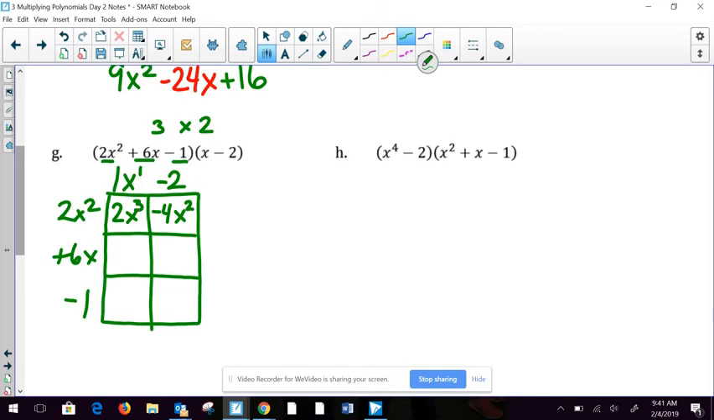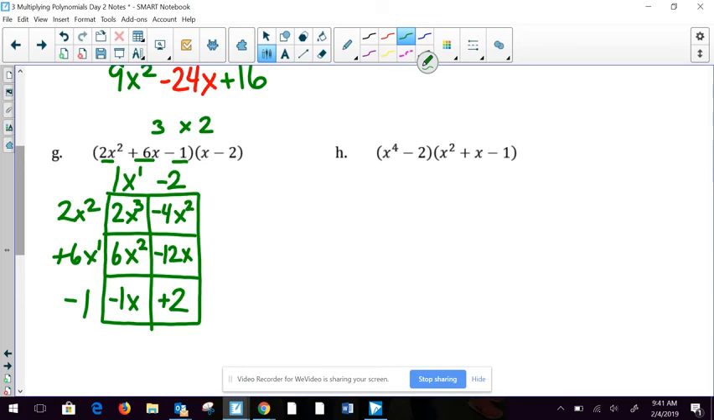Now moving on to the 6x. What's 6 times 1? 6. Remember, there's a little 1 there. X times x is x squared. Fantastic. 6 times -2? -12. Don't forget your x. And then finally, my last row, -1 times 1x is -1x. -1 times -2 is a +2.